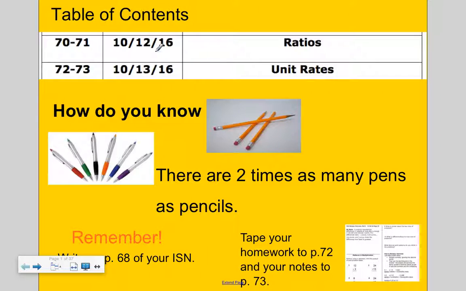This is the study of unit rates. So let's redo our number routine over our previous lesson over ratios. Remember, a ratio is comparing two quantities or two items.